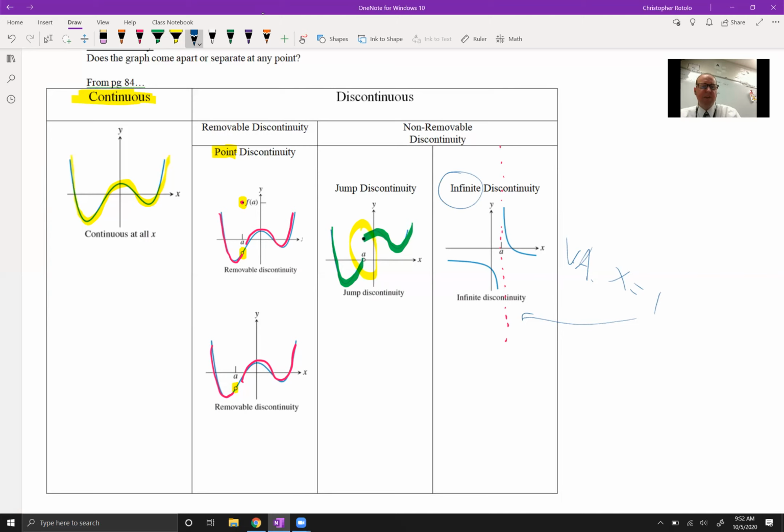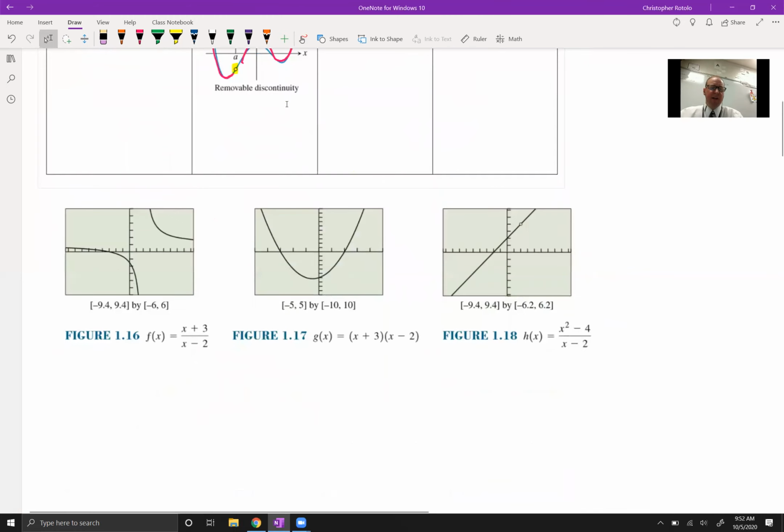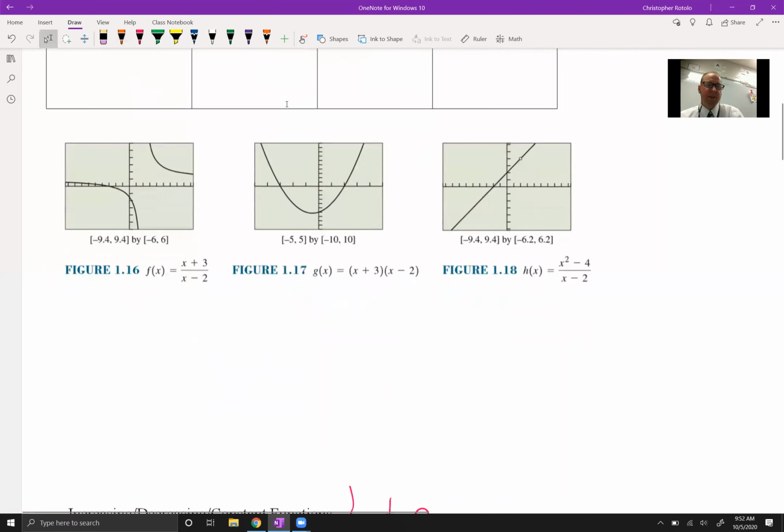So we have infinite, we have jump, we have just one single point, and we have completely continuous. We'll kind of look at these. I took these out of the textbook here just to give you an example, and we can start to tie some ideas together, although we don't have to do anything with it at this point.